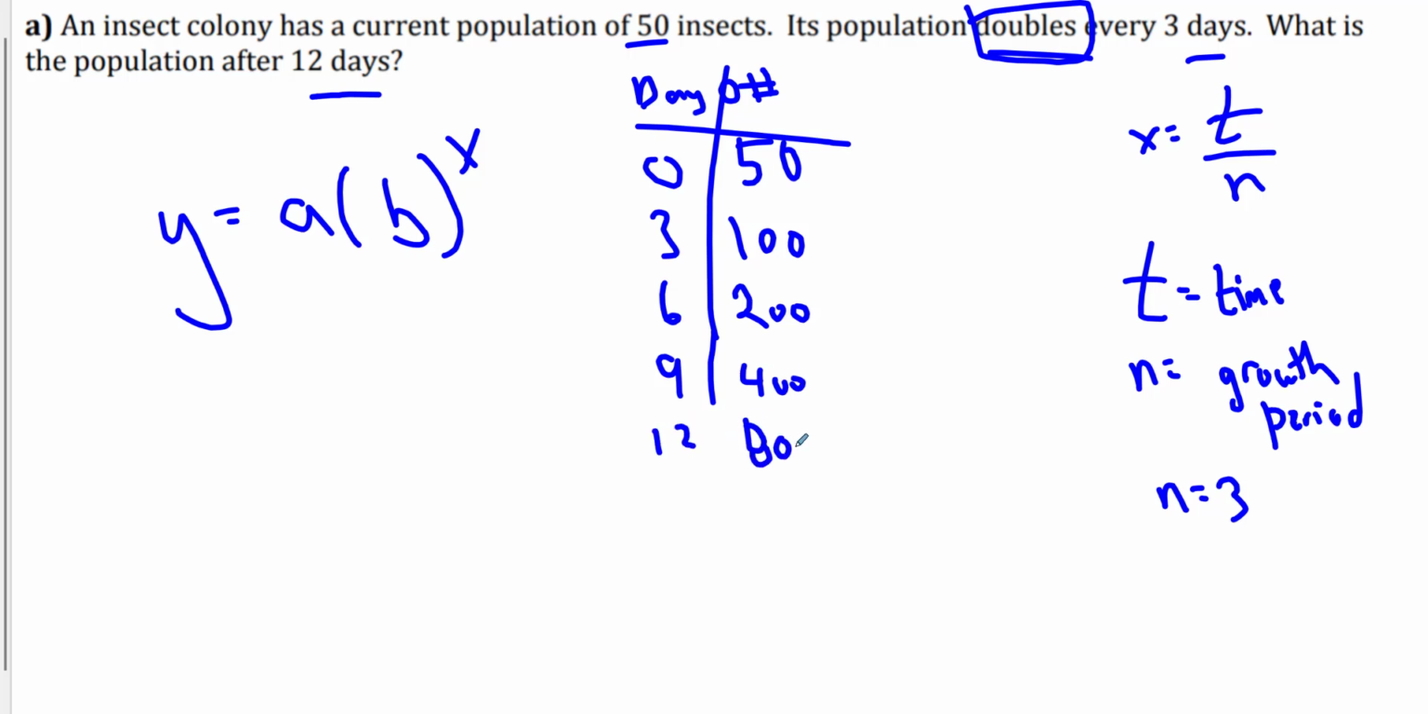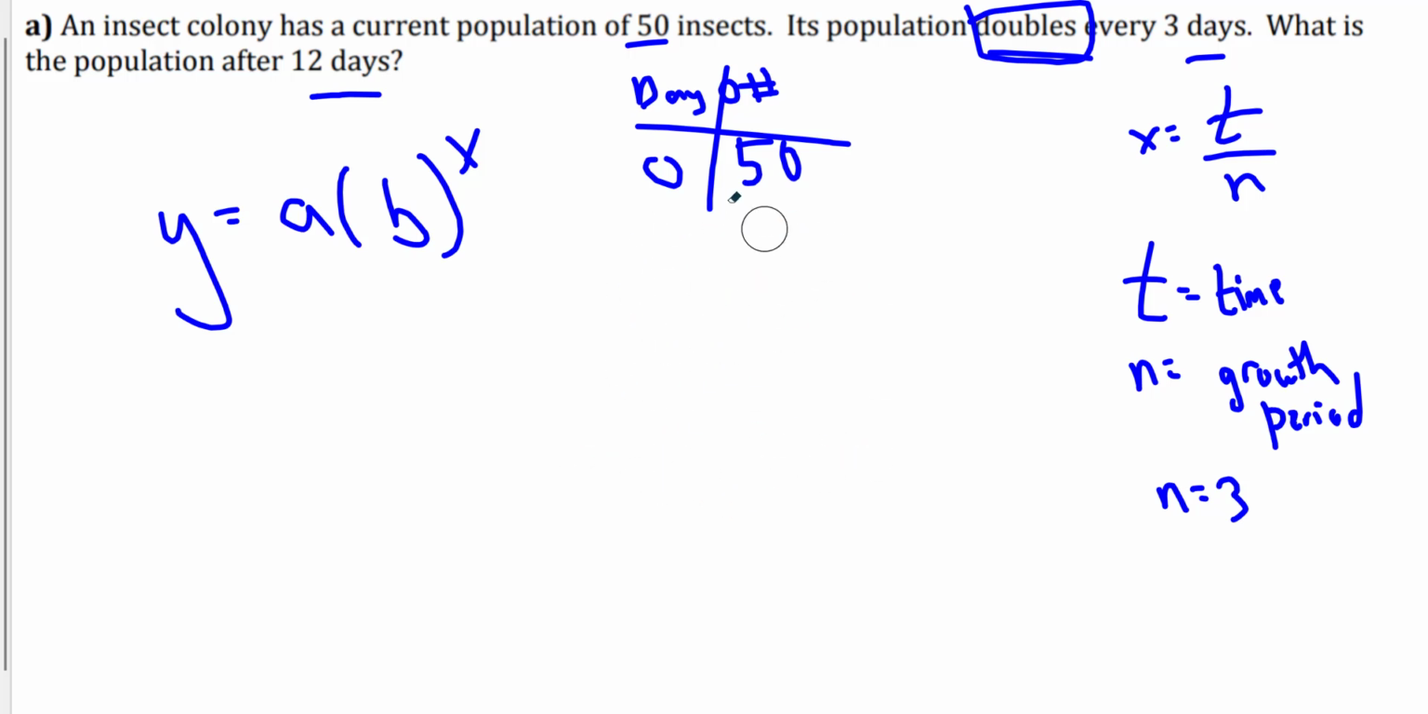I can just use common sense and say, after 12 days, the population should be 800, because I made a table and just doubled it up. And that's fine for a small value. And that's a good way to check if you did it right or wrong.